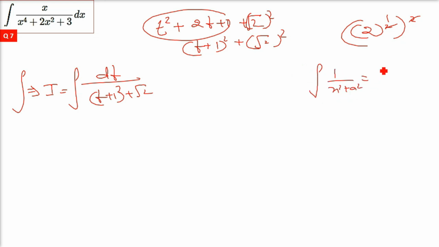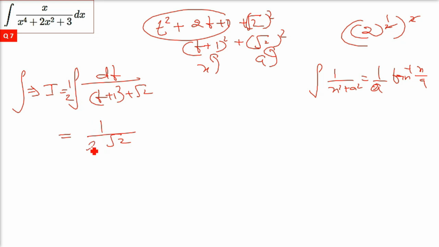What is the integration of 1 by x square plus a square? It's 1 by a tan inverse x by a. That's the standard result. Now x we will take as t plus 1, and a we will take as root 2. So 1 by a tan inverse x by a becomes 1 by root 2 tan inverse, and please remember it was dt by 2, so I'm just bringing this 2 here.